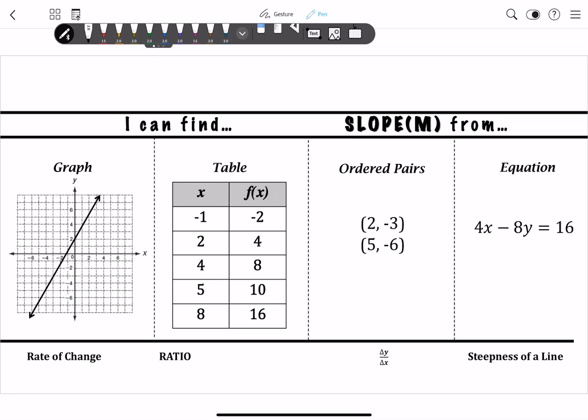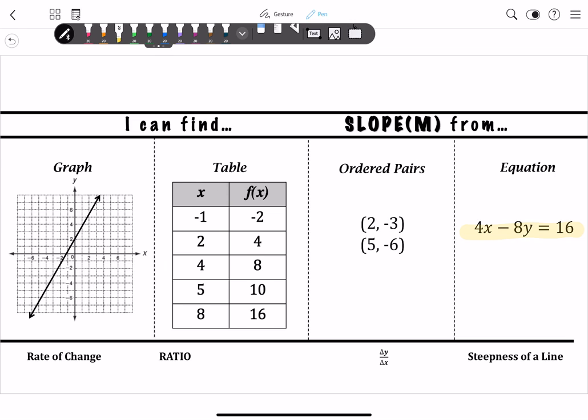Hey everybody, so we're going to be talking about how to find slope from a graph, a table, ordered pairs, and an equation. We are going to do a little bit brief of the equation. So you see this, 4x minus 8y equals 16. You have not seen that yet, so we're going to come back to it next chapter. But I just want you to be exposed to it, that is standard form.